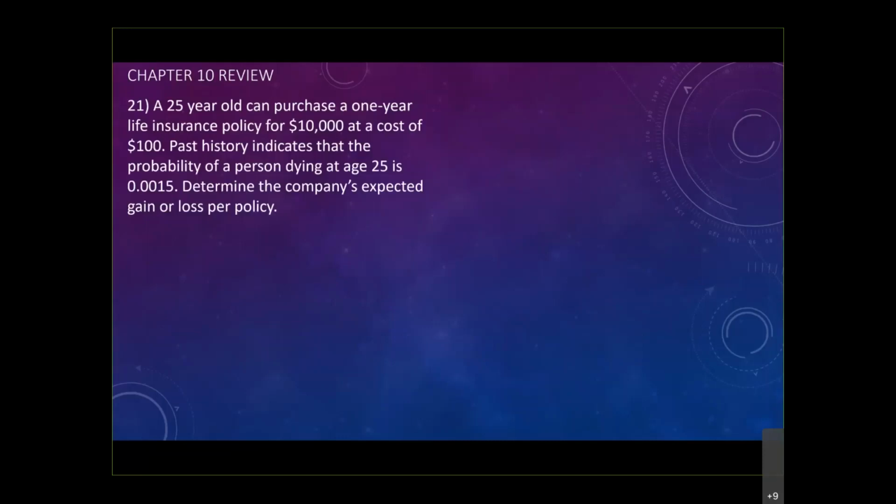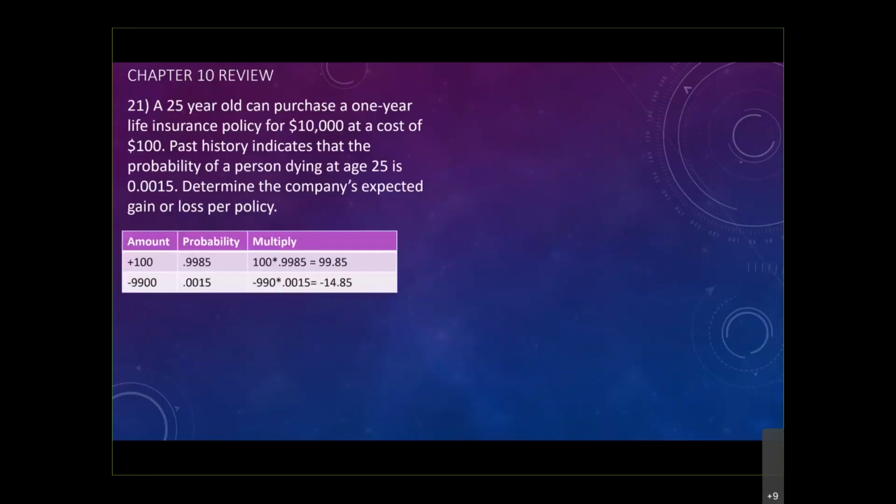So again, we are trying to find the company's gain or loss, not the customer's, right? Looking at this, if you see the words expected gain or expected loss, if you remember what we did in class, in our meeting, I set up a chart. I told you guys that we need this chart. We need an amount of gain and an amount of loss, right?